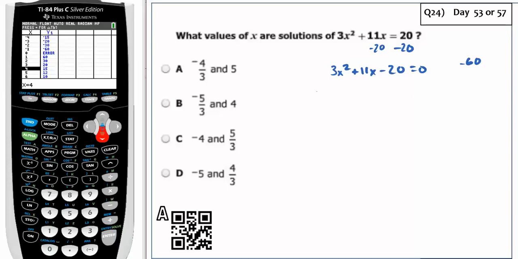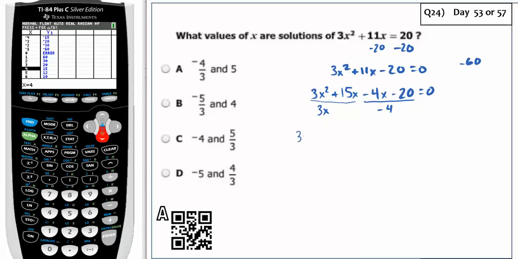So I'm going to rewrite this, and I'm going to bring my 15 with my 3x squared. So I'm going to do 3x squared plus 15x minus 4x minus 20 equals 0. And that means they're going to group nicely. I'm going to separate them into two groups. Here, a 3x can be taken out, and here a negative 4 can be taken out. If the leading coefficient of the second group is negative, always remove that negative sign.